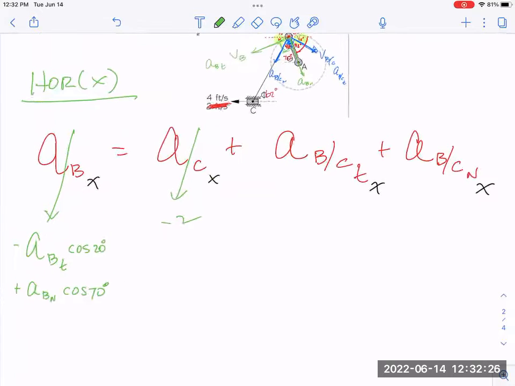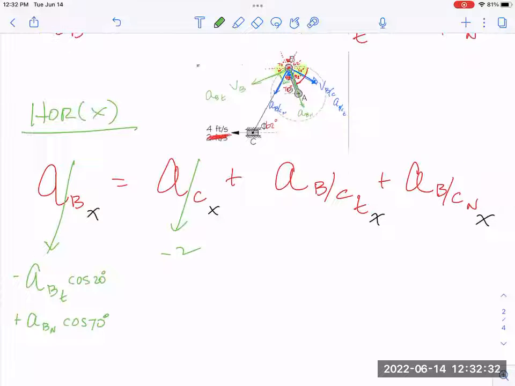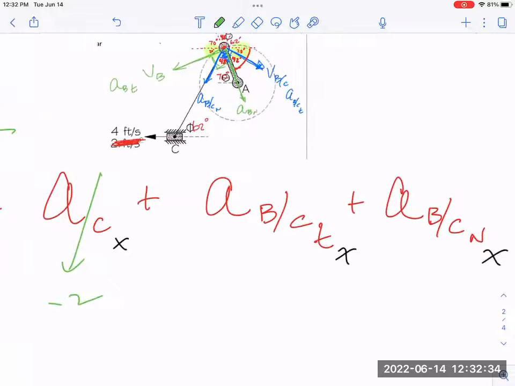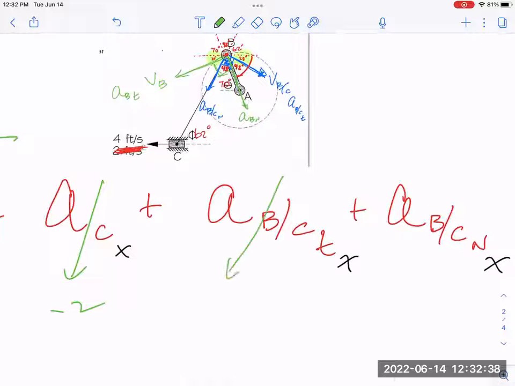I think I'll finish these two up here and quit because I'm going too far over. I'd love to finish both just so you can stare at it and think about it. But okay, so what about this one? In other words, I kind of want to do the same thing here. I want to replace that with just acceleration of B with respect to C tangential and not have X in it.